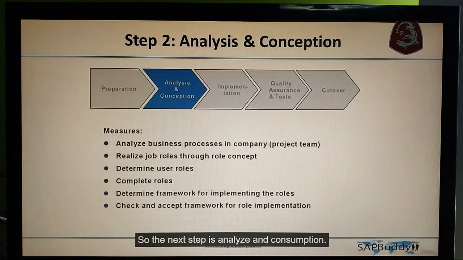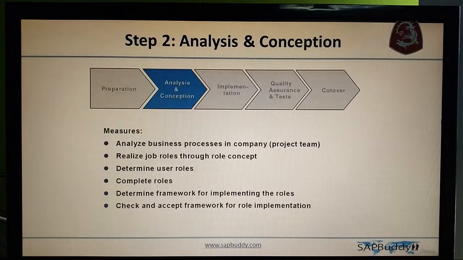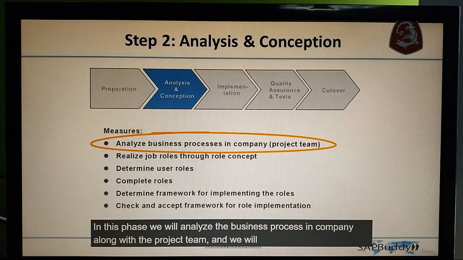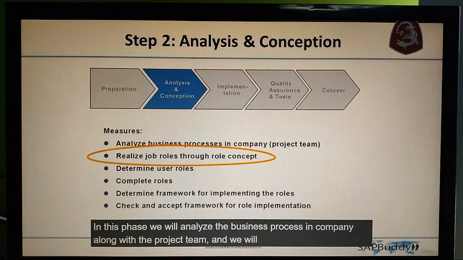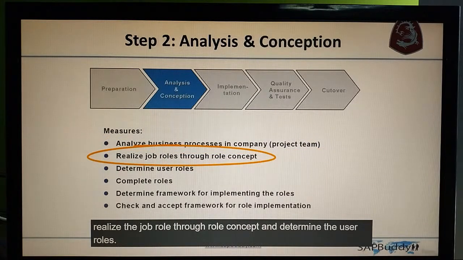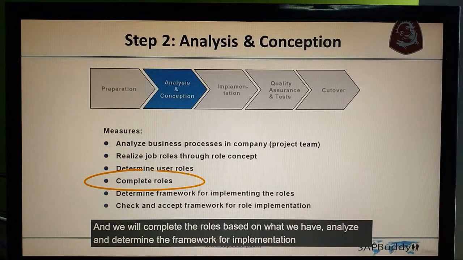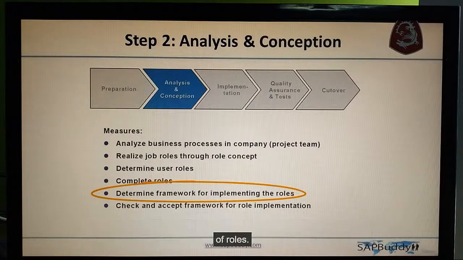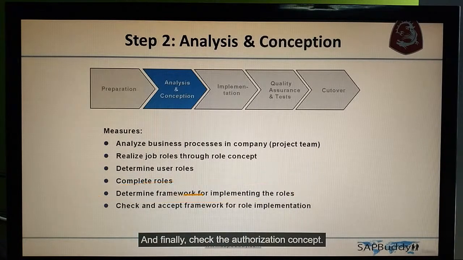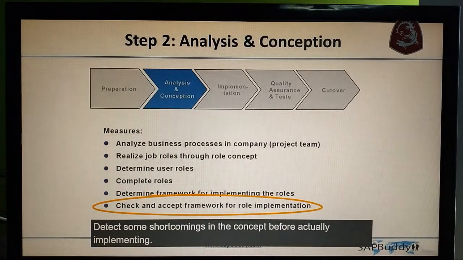So the next step is analysis and conception. In this phase, we will analyze the business process in the company along with the project team, and we will realize the job role through the role concept and determine the user roles. We will complete the roles based on what we have analyzed and determine the framework for implementation of roles. And finally, we check the authorization concept and detect any shortcomings in the concept before actually implementing.